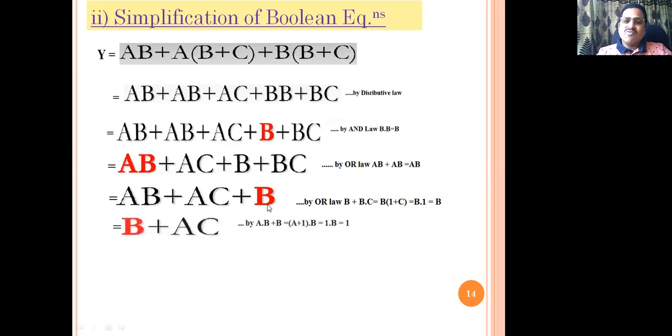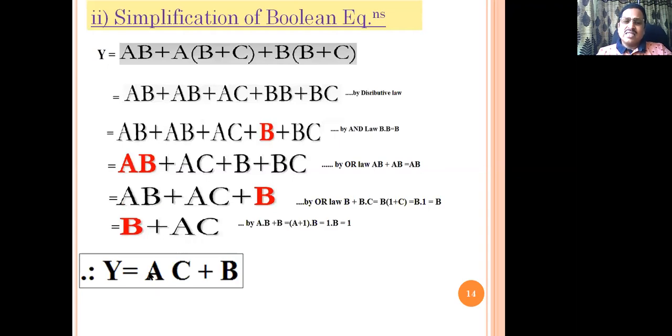Then next, from the first and last terms you can take B as common. In the bracket, what is left? A or 1, and B. ORing of 1 with A remains 1 by the OR law. 1 and B equals B. So just simplify it as B. The second term, A and C, will be as it is. This will be the simplified form of the equation.